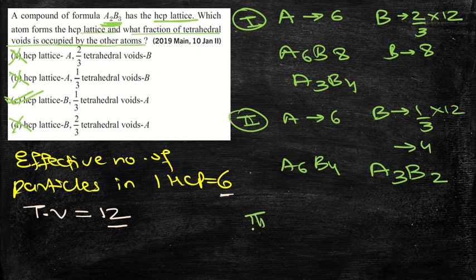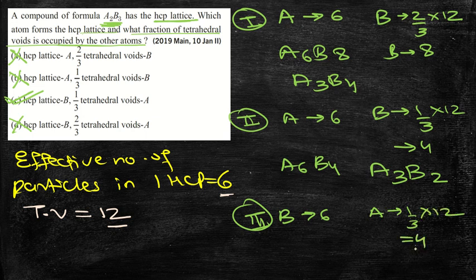Why? Because in the third one, you just have B as the HCP, so that's going to be 6, and A is one third of the tetrahedral voids, so that's going to be 4, and therefore it will be A4B6 or A2B3, and that is what we are looking for. Hope you have understood the solution. Thank you so much.